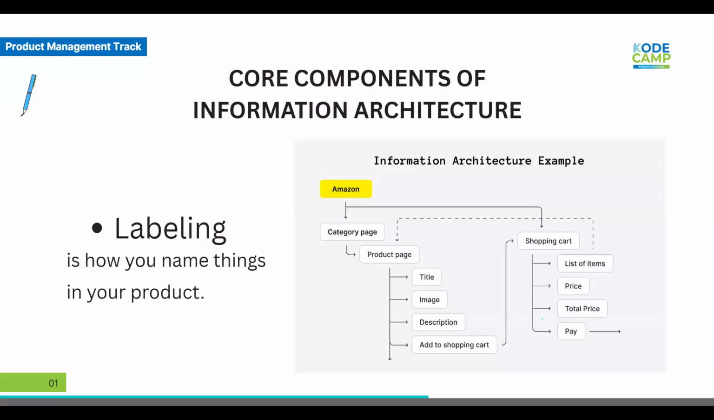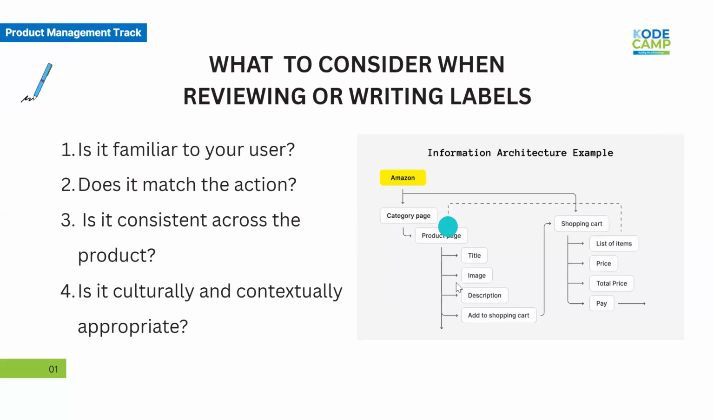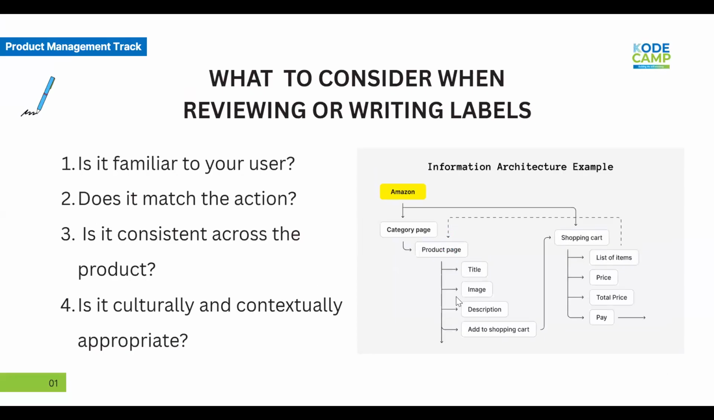It beats creativity every single time because you have different types of people using your product. So you have to label your product very, very well in a way that your users are not confused. Now, here's what you need to consider when you're reviewing or writing labels. You need to review, is it familiar to your users? Don't invent new languages for things people already understand, right? I'll say that again. Do not try to invent new languages for things that people already understand.